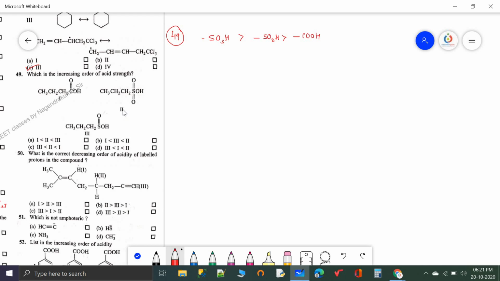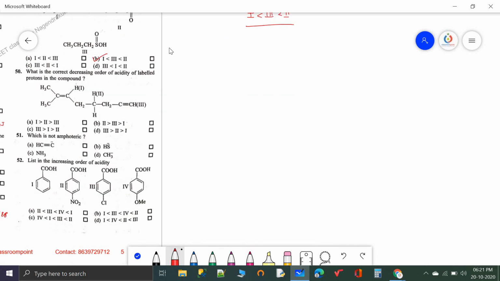So here the second compound is a strong acid. Next one, the third compound is a strong acid. Next one, the first compound is a strong acid. But they asked us to write it in the increasing order. So the first one is the least acidic, 3 less than 2. This is the order which we have to get. So 1, 3, 2, option B is correct.